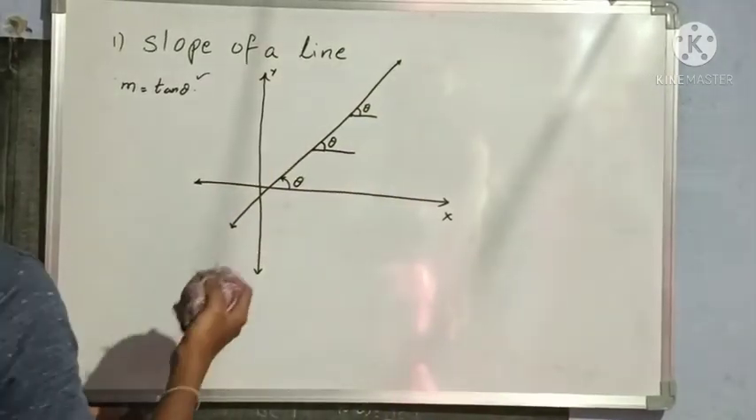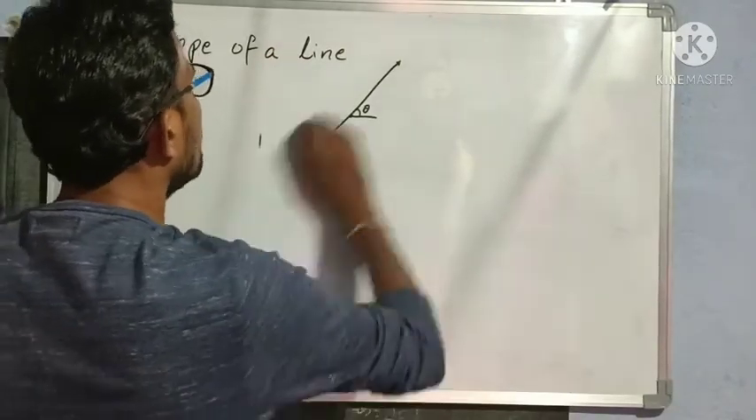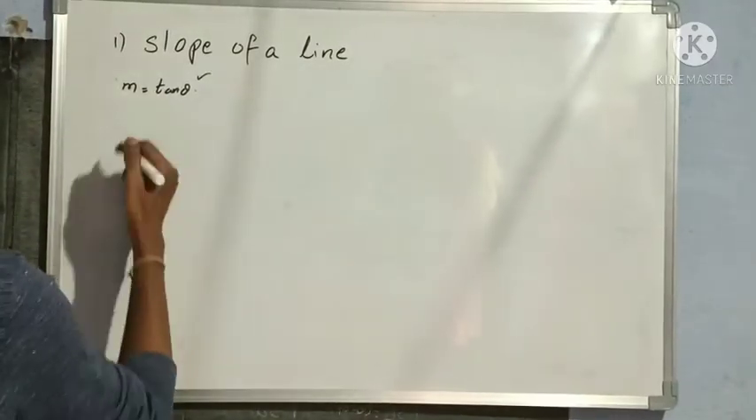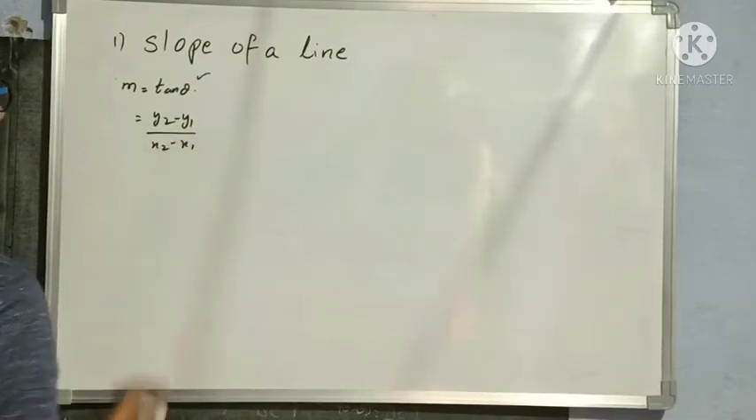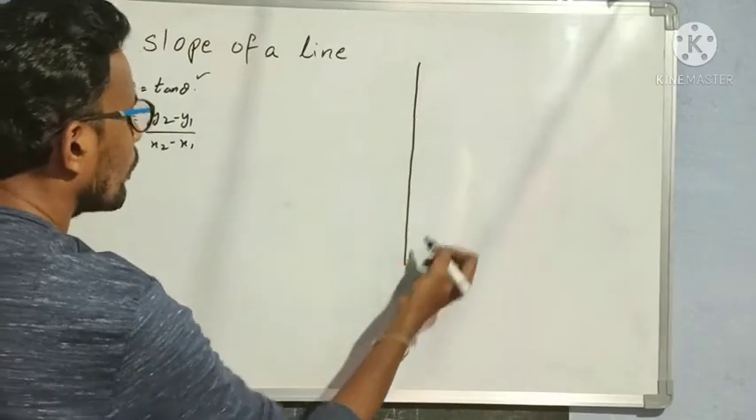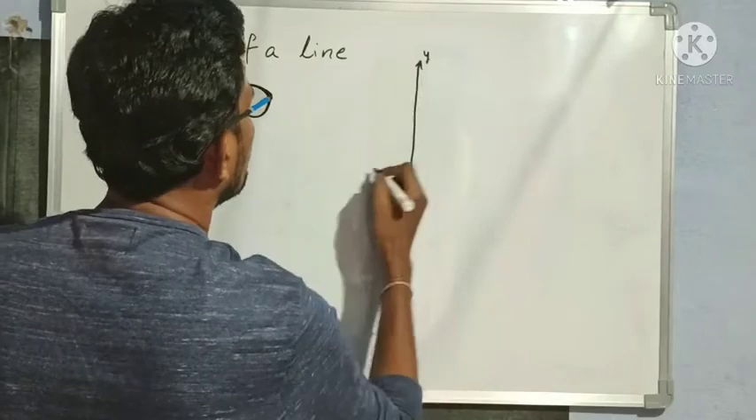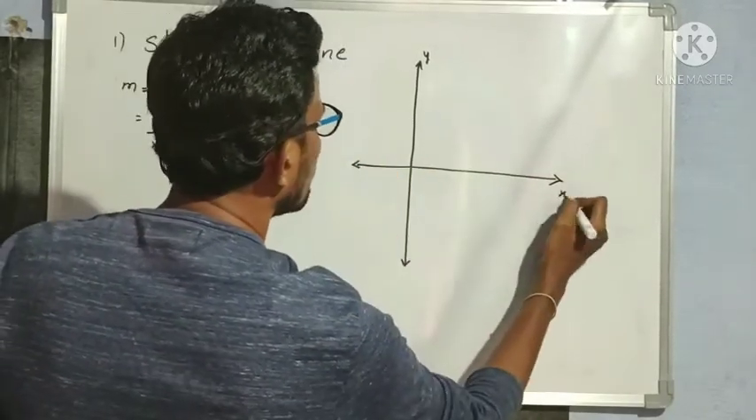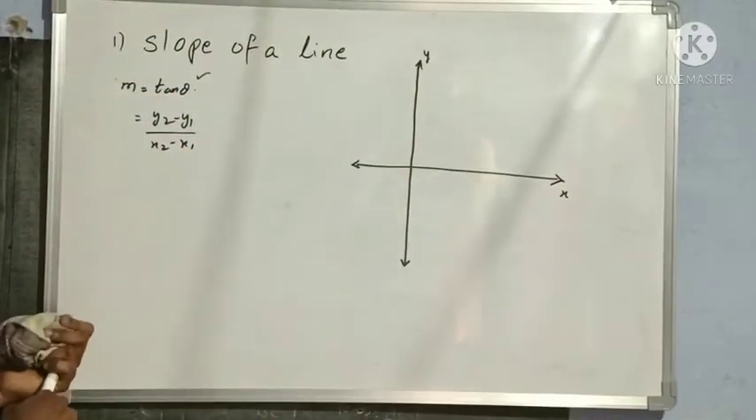Next, there is one more definition for slope of a line, that is we can take it as y2 minus y1 by x2 minus x1. How did we get this? Let us see this now. The slope of the line can also be found from 2 points. How do we get this as y2 minus y1 by x2 minus x1? Let us see that now.